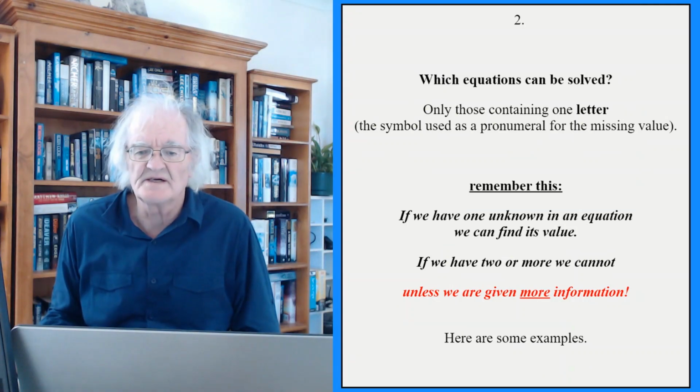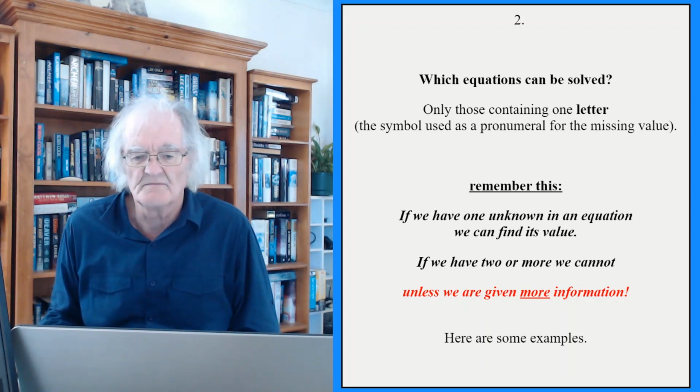So which equations can be solved? Only those containing one letter or symbol used as a pronumeral for the missing value. Remember this: if we have one unknown in an equation, we can find its value. If we have 2 or more, we cannot, unless we are given more information. Here are some examples.